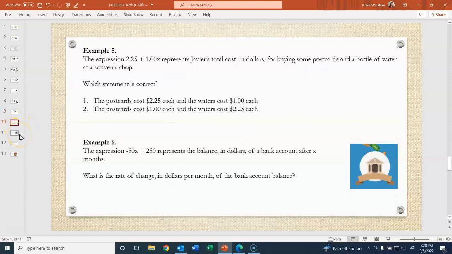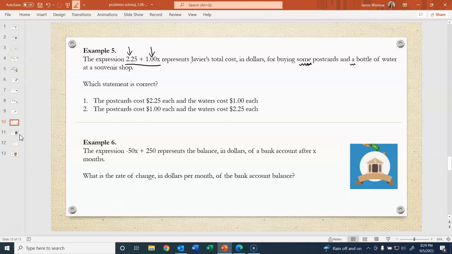So some examples where we're going to analyze the equations. Here they give us an expression, and it tells us it represents Javier's total cost in dollars for buying some postcards and a bottle of water at a souvenir shop. Which statement is correct? So let's analyze this expression. What do we think the $1 is representing? Is it representing the cost of the postcard or the cost of the water? And what do we think the 2.25 is representing? The cost of the postcards or the cost of the water?